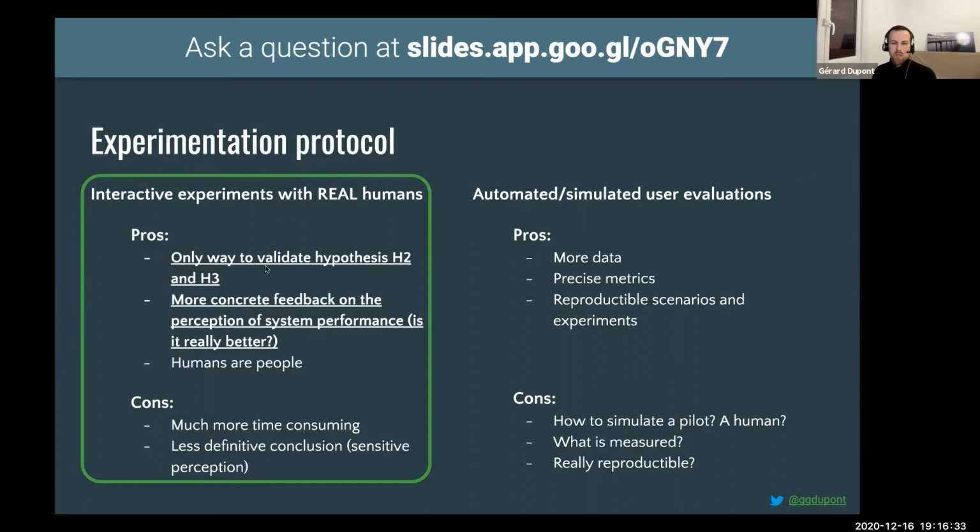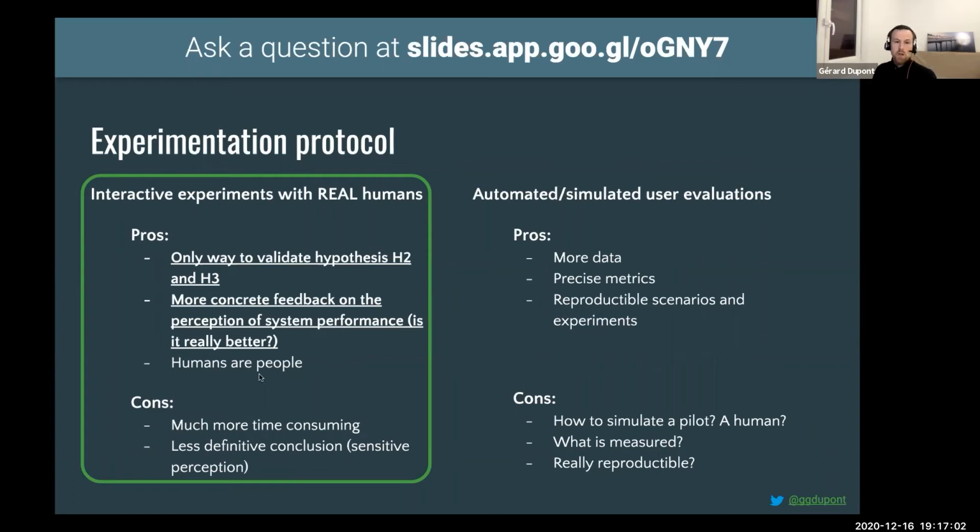For us, it was the only way to validate two of the hypotheses, which were related to the experience and behavior of the users. If you simulate the behavior of the user, you cannot really study their reaction to the system. It was also a way to have more concrete feedback on the perception of the system, especially as a side study. We did some experiments with voice interaction, and we had some very good early feedback about that.